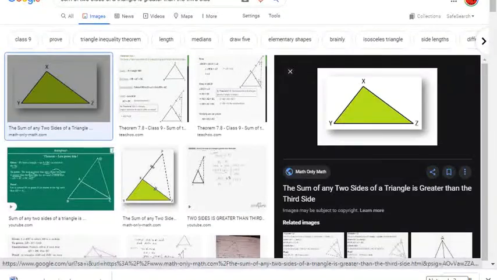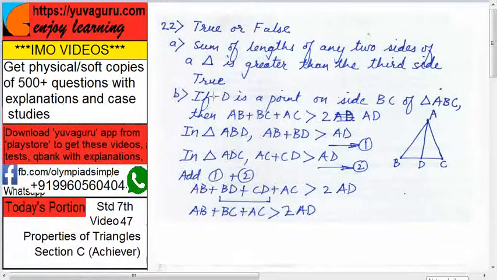Next, if D is a point on the side BC of a triangle ABC, see this is point D and ABC is a triangle, then AB plus BC plus AC is greater than 2AD. Means AB, BC, AC added should be greater than 2AD.